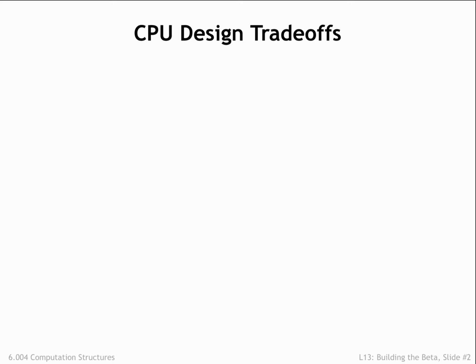Today we're going to describe the data path and control logic needed to execute beta instructions. In an upcoming lab assignment, we'll ask you to build a working implementation using our standard cell library. When you're done, you'll have designed and debugged a 32-bit reduced instruction set computer.